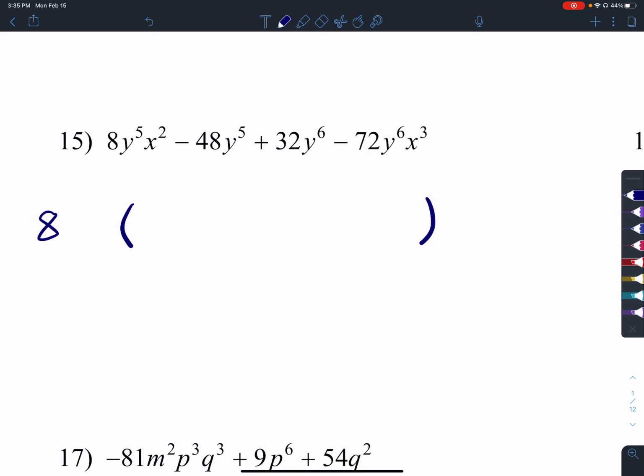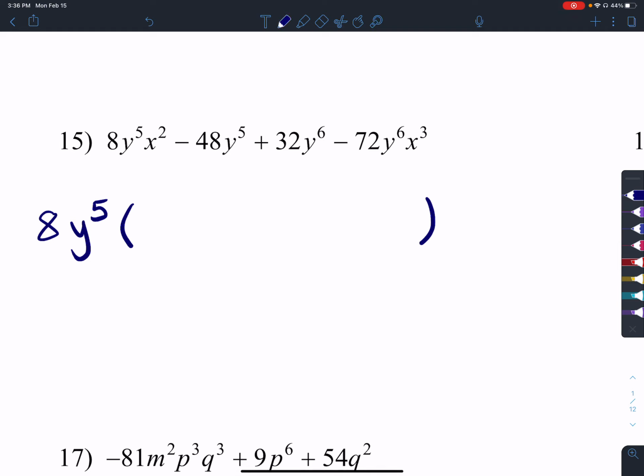And now looking at the variable, these two over here in the middle, they only have y's. So we know that x will not be part of our GCF. And now looking at the y's, we have y to the 5, y to the 5, y to the 6, y to the 6. So the number of y's that they have in common is they all have 5 y's. So I'm going to put a y to the 5 over here. And since the x's are not common throughout, we're not putting any x's here. This is what we're dividing by.